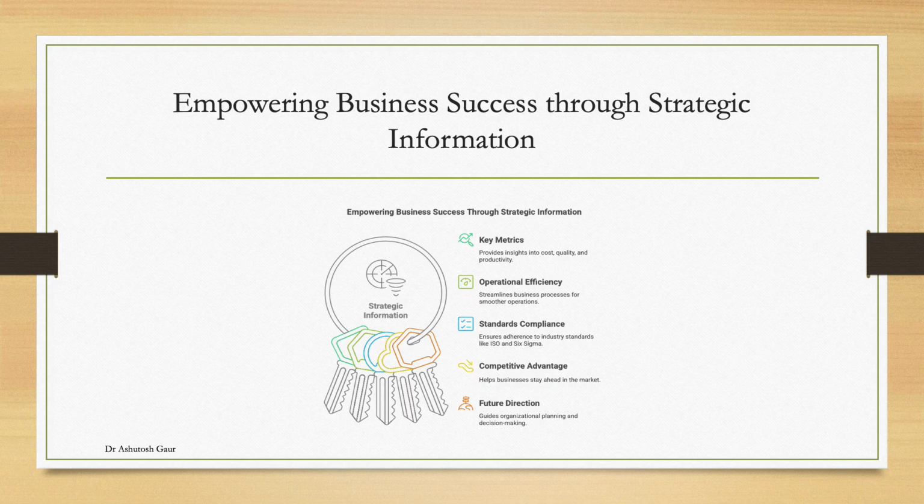Ensure smooth operation. Information streamlines business processes, making day-to-day operations more efficient. Maintain standards. Information helps in ensuring that businesses adhere to key standards like ISO, CMMI, and Six Sigma. Provide competitive edge. By staying informed, businesses can maintain a competitive advantage and remain ahead of the curve. SWOT analysis. Information enables company to conduct thorough SWOT analysis, understanding their strengths, weaknesses, opportunities, and threats. Ensuring profitability. It aids in maintaining profitability through data-driven decisions.